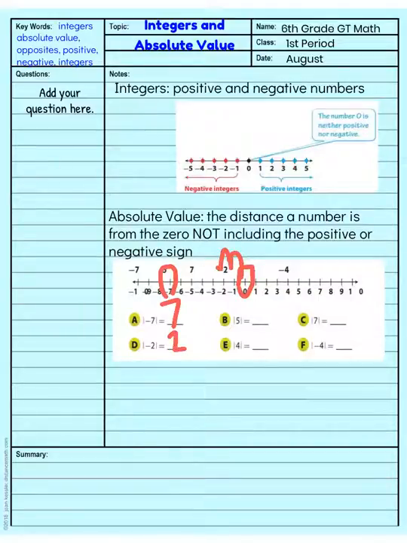The absolute value of 5 is 5, because if I were to count 1, 2, 3, 4, 5, it would be 5. Absolute value of 4 is going to be 4. Absolute value of 7, again, it's 7 away from 0, so it's going to be 7. And then the absolute value of -4, again, it's going to be 4 away from the 0, so the absolute value of -4 is going to be 4.